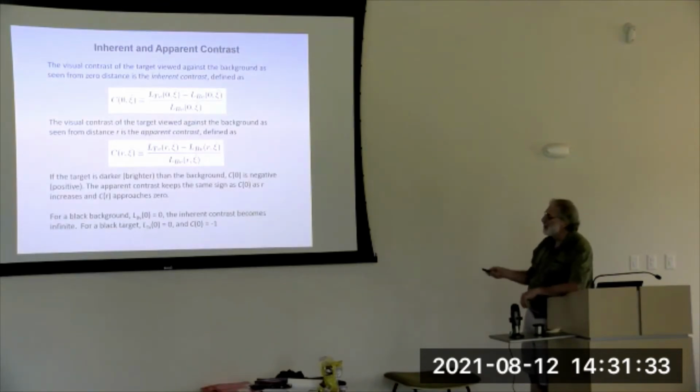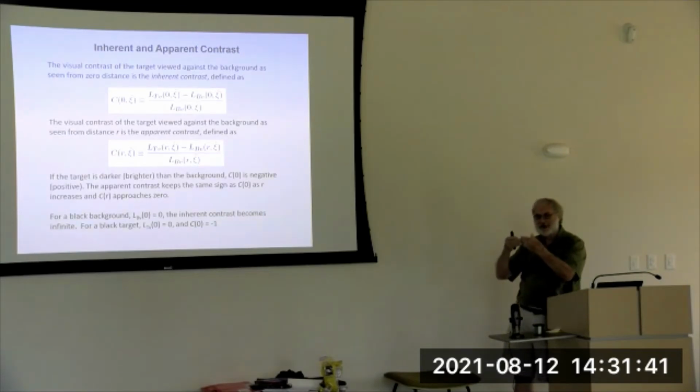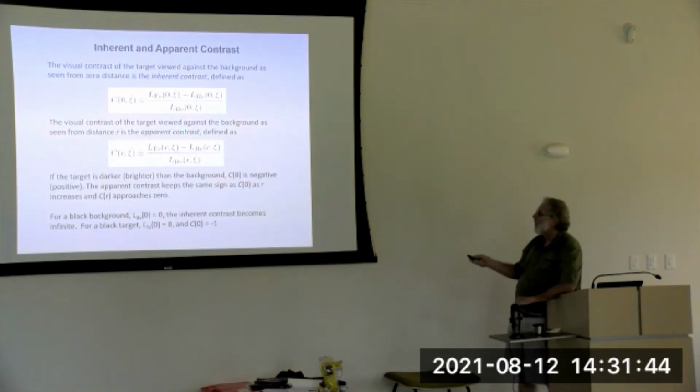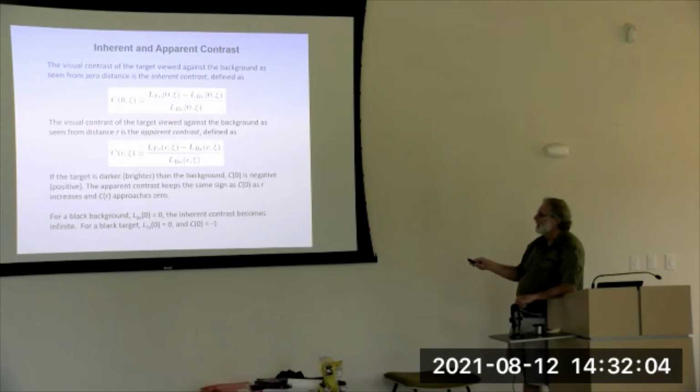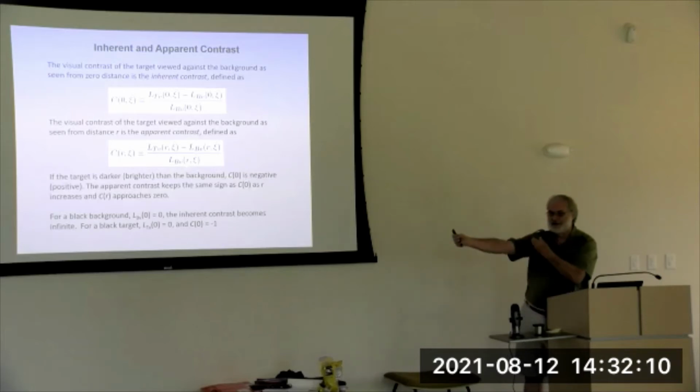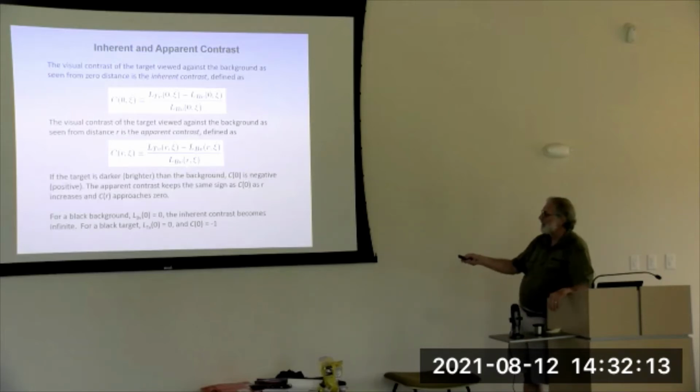Okay, so to make that decision, there's something called inherent and apparent contrast. So the inherent contrast says, if I'm right up next to this thing, or if I'm looking through a vacuum, what's the difference in the target radiance and the background radiance normalized by the background? So I'm right next to it, measure this, what's the difference? Divide by the background. I go further away, then the difference in the target and the background normalized by the background at this distance away is called the apparent contrast.